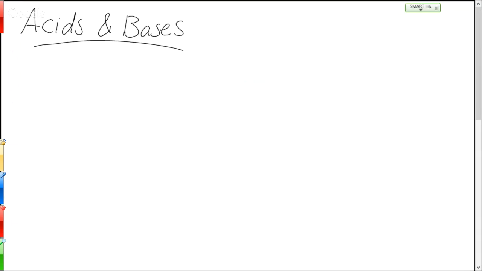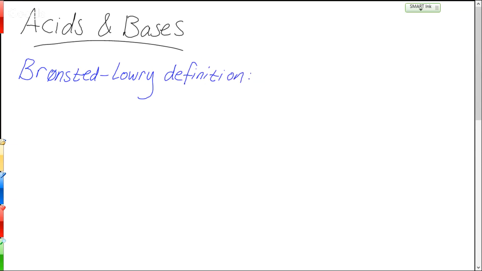So one thing that we're going to do is look at the definition of what makes an acid and a base. And it turns out there's different definitions of what makes acids and what makes bases. So we're going to focus on one that will be the most useful for our purposes, which is biological systems and things like that. And it's called the Bronsted-Lowry definition. And that's this.